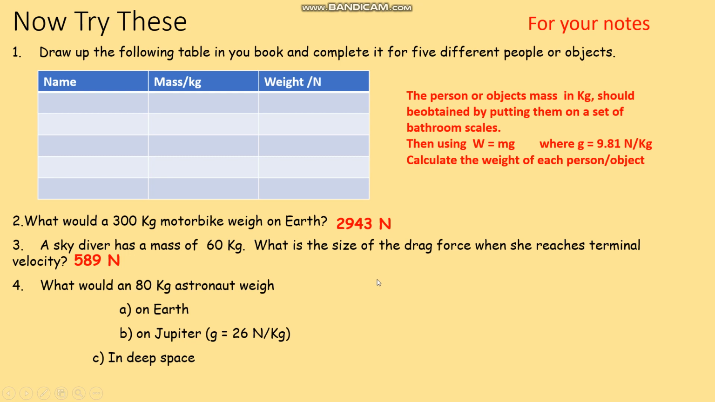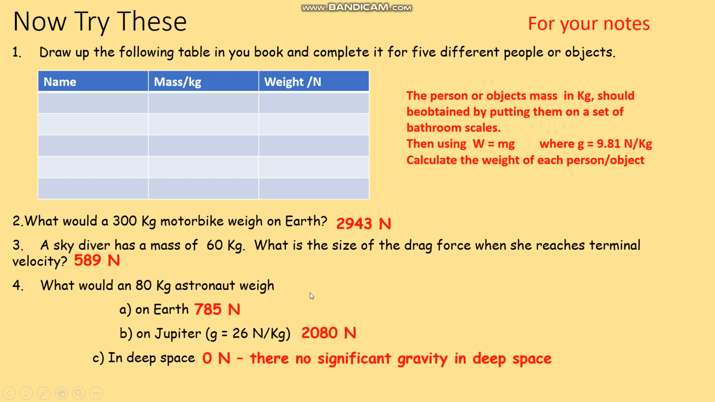An 80 kilogram astronaut on Earth would weigh 785 newtons. On Jupiter, however, because the gravitational field strength is approximately 2.5 times that of the Earth, they'd weigh 2.5 times more, 2080 newtons. And in deep space, the answer would be 0 because there is no significant gravity in deep space. g is approximately 0, so you would be weightless.